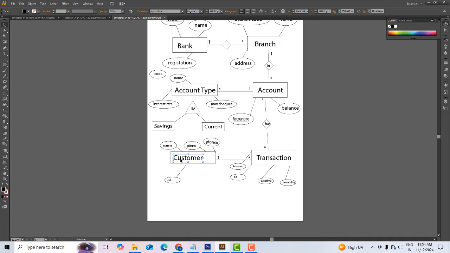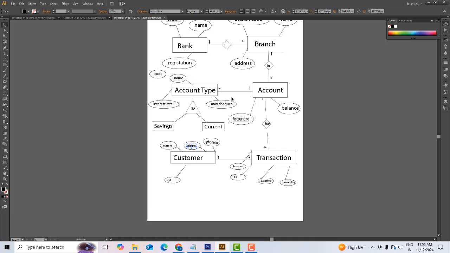What is the relationship? One customer has many transactions. A customer can have many transactions, but the customer is only one person. These are the customer attributes: name and PIN number. The customer should have a PIN number when they need to withdraw money.